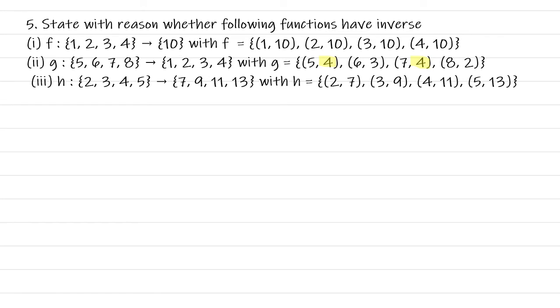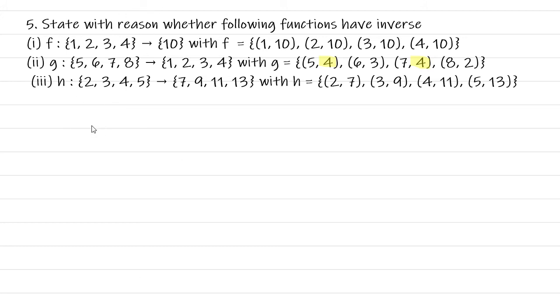Now let us discuss the third one. h is a function from {2, 3, 4, 5} to {7, 9, 11, 13} with h equal to {(2, 7), (3, 9), (4, 11), (5, 13)}. See, no second element is repeating here: 7, 9, 11 and 13. This means that the function is one-one. And 7, 9, 11, 13, no element is left behind in the codomain. It means that in the last case, h is one-one and onto. Hence, it will have an inverse.